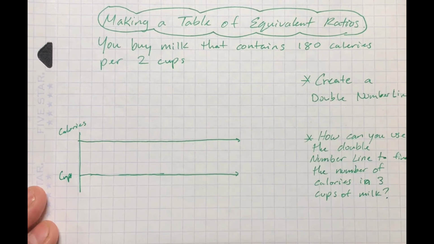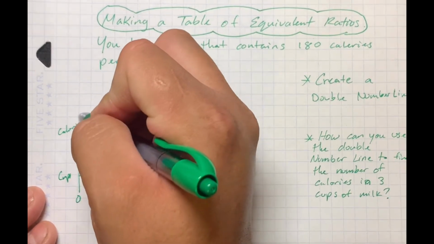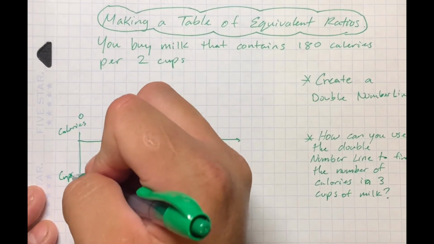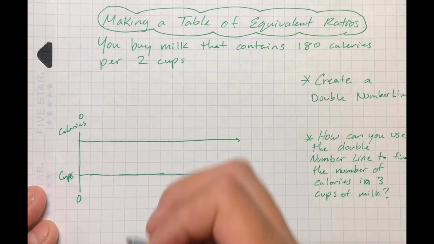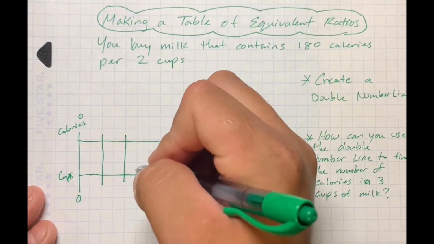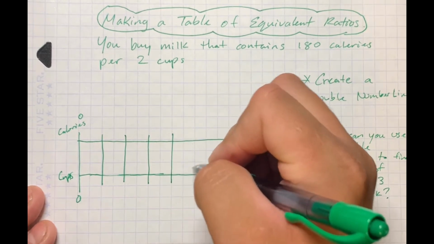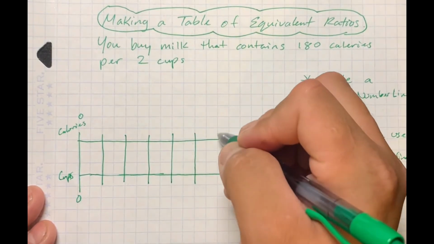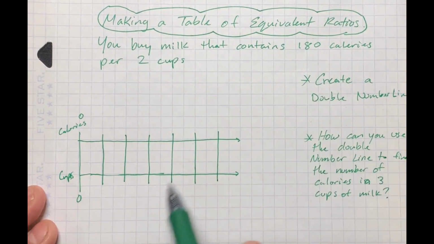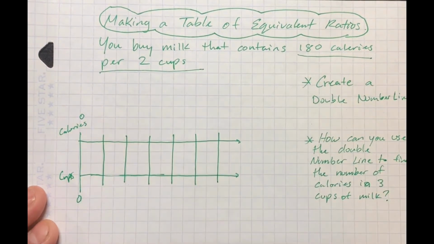Now again, cups are a liquid measure. Now every starting point, let's begin at 0. Okay, 0 calories to 0 cups of milk. So let's have this first increment, a second increment, third increment, fourth increment, and let's throw in a fifth increment, maybe a sixth one. Okay, so again, the original ratio said that we have 180 calories per 2 cups of milk.